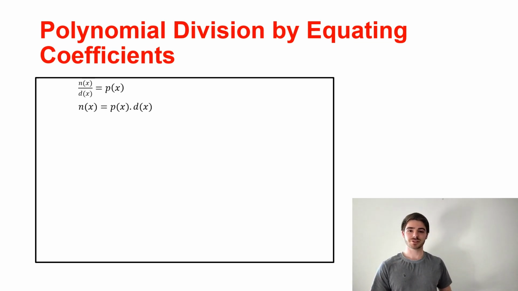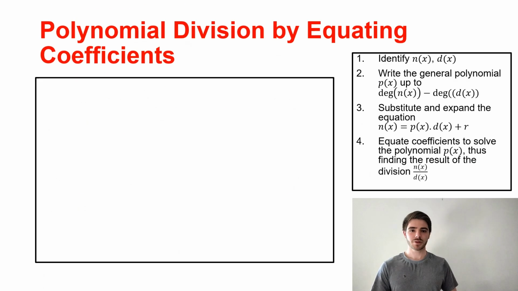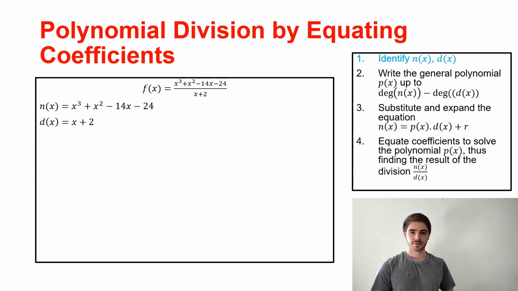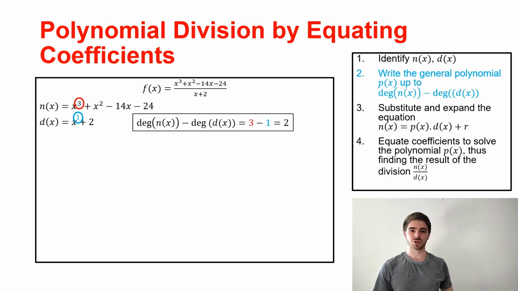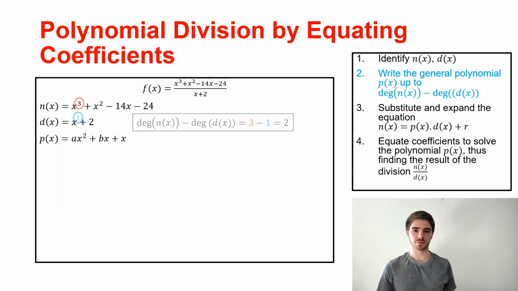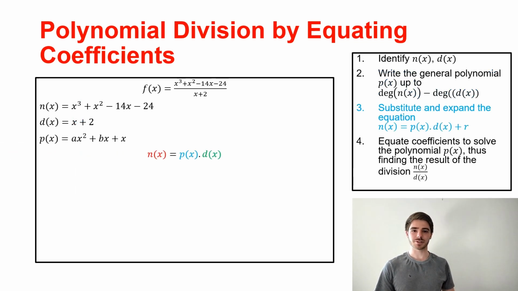We also need to account for the possibility of a remainder term. So we'll just tack on this r at the end. Here's the cool part. Since we know the numerator and denominator polynomials, we can solve for the result after division p of x by equating coefficients. We're going to use the same polynomial that we used in the polynomial division process. We start by identifying the numerator and denominator. Fairly straightforward. Now, we need to write the general form of the polynomial p of x. We only need to write this polynomial up to the second order. This is because when you divide a third order polynomial by a first order polynomial, you get a second order polynomial. Next, we'll substitute and expand the equation as follows.